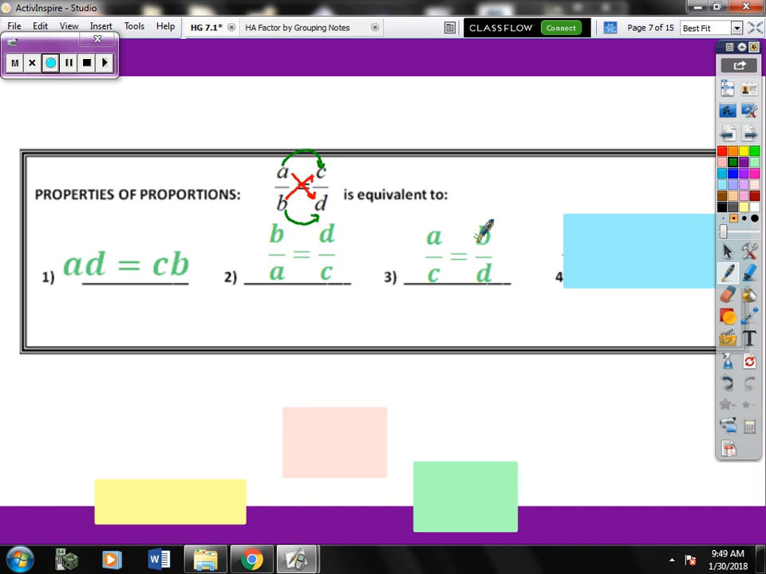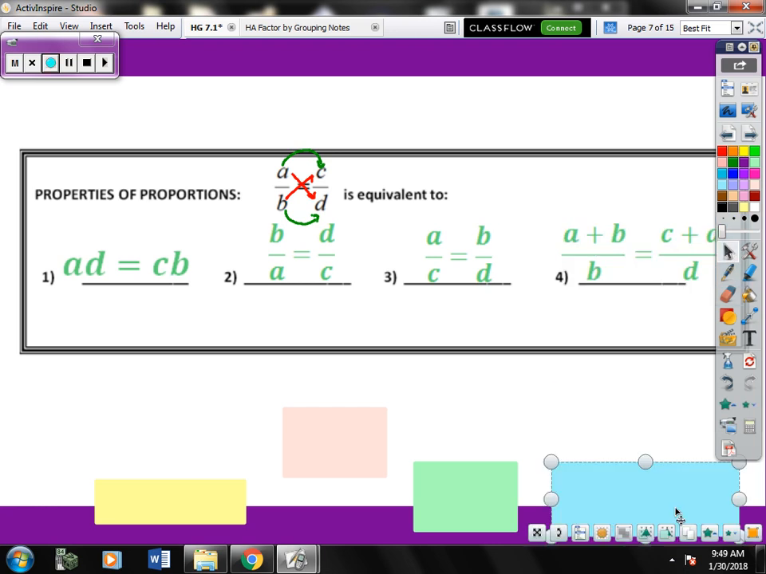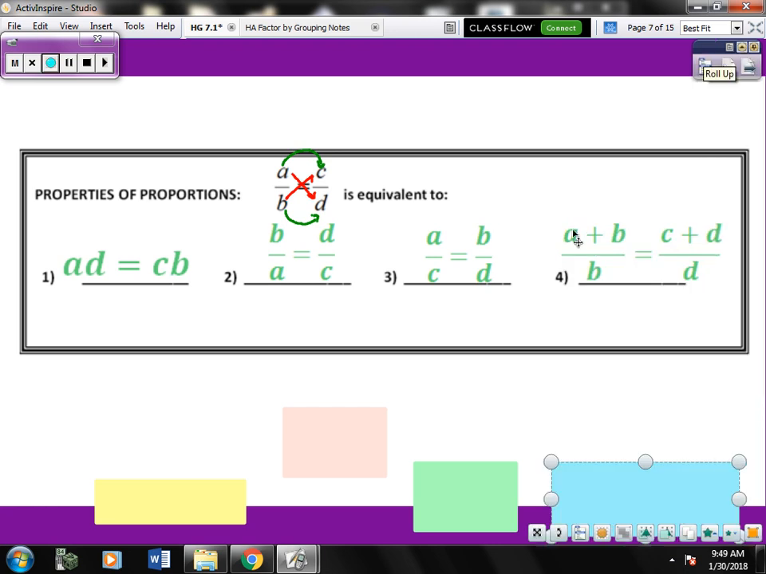And then the last one is actually a sum, where if you take the top number plus the bottom number, so the numerator plus the denominator, keep the denominator the same. On the other side, you have to do the same thing. It's like a pattern. On the other side, we also have to take the numerator plus the denominator over the denominator. And again, if you wanted to, you could cross multiply, get all your variables solved around, and you would prove that it is still equal to your original cross product.